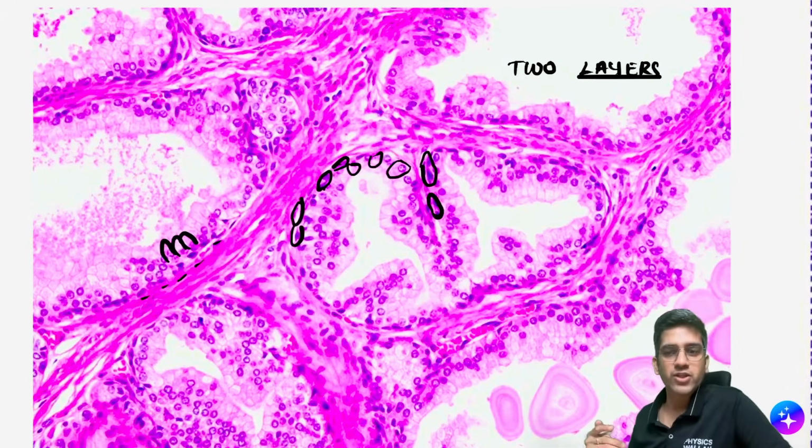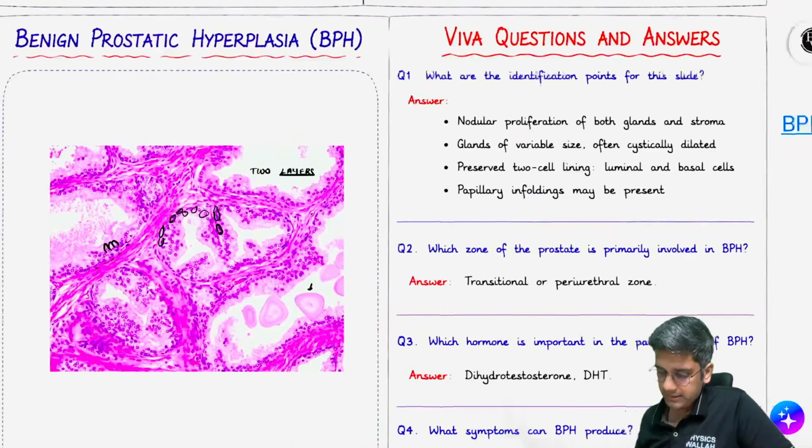And corpora amylaceae is a clue. I can have these structures. I won't exactly be able to call it benign, but they are most likely seen in benign conditions, not in neoplastic conditions, right? I'll see if I have slides here.